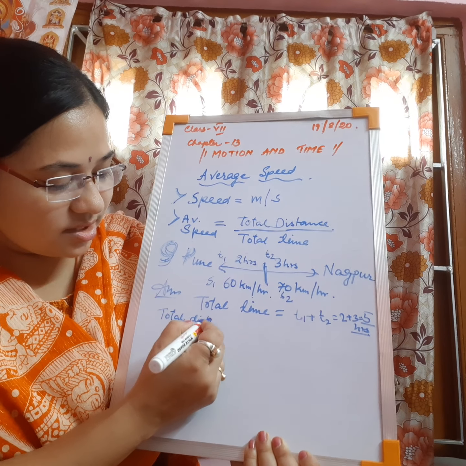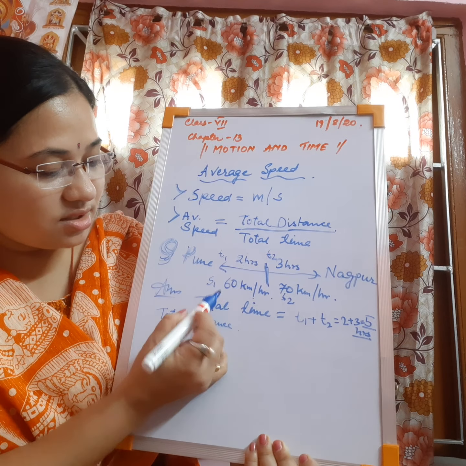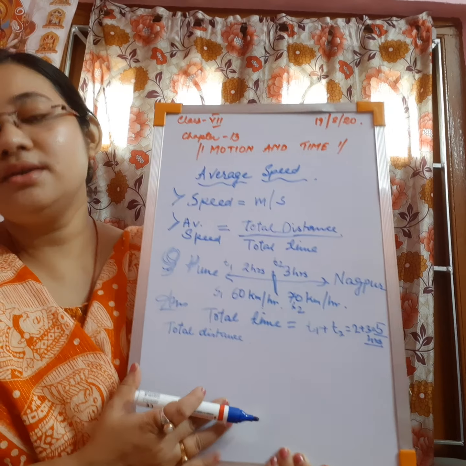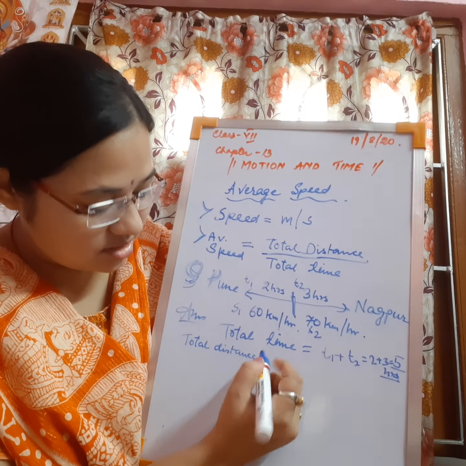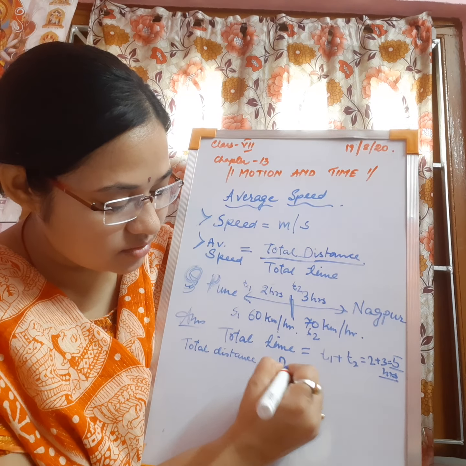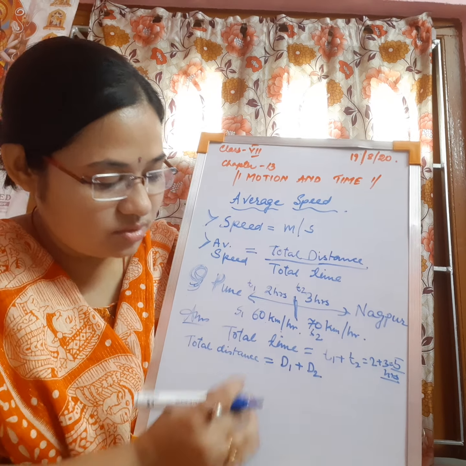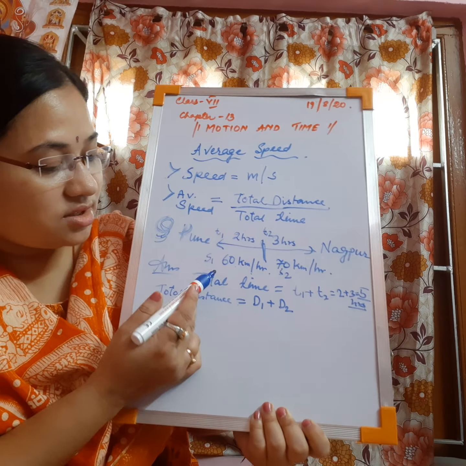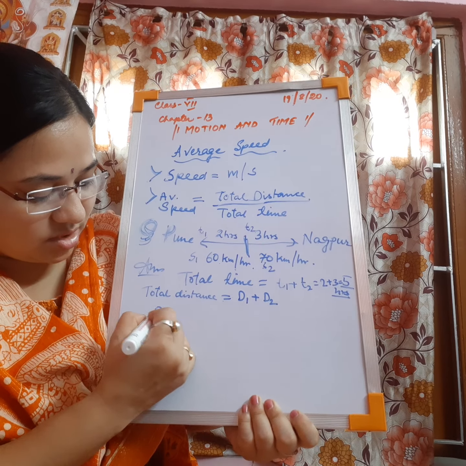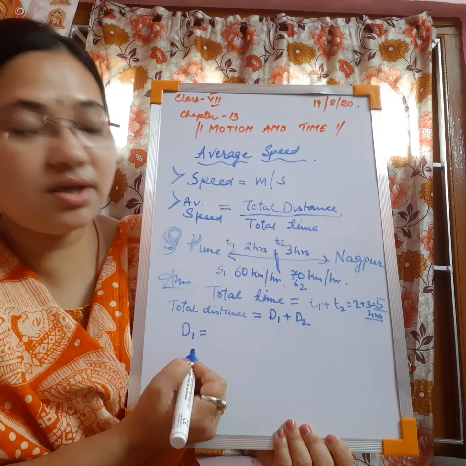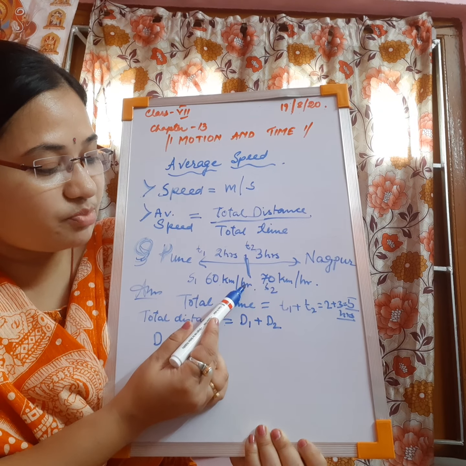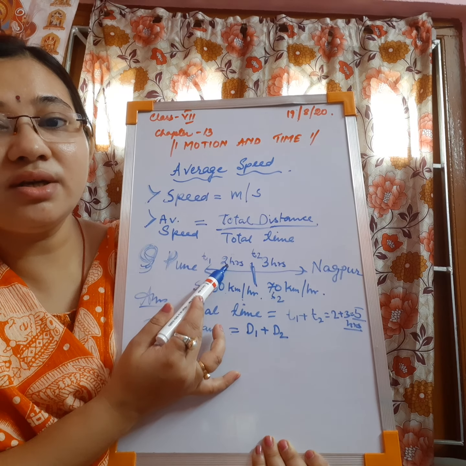Okay, for total distance we need to find first distance 1 and then distance 2. Total distance is equal to distance 1 plus distance 2. Now we don't know what distance 1 is. Let us see what is distance 1, that is D1. Here the speed is 60 kilometers per hour, and he is taking 2 hours.